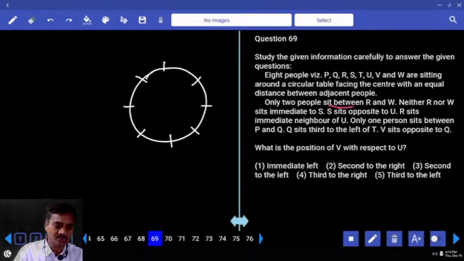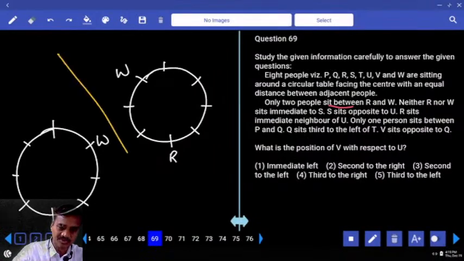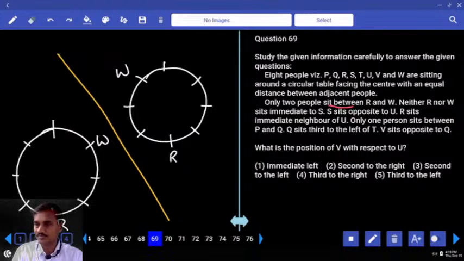Then there are only 2 persons between R and W. If R is here, then W is here, that is the first one. Then in the second case, W can be either to the left hand side of R or to the right hand side of R. In the second case, if R is here, then W will be here. There are exactly 2 persons between R and W.